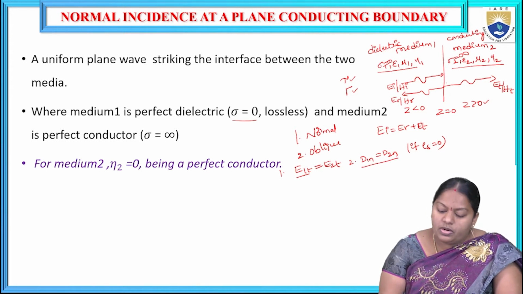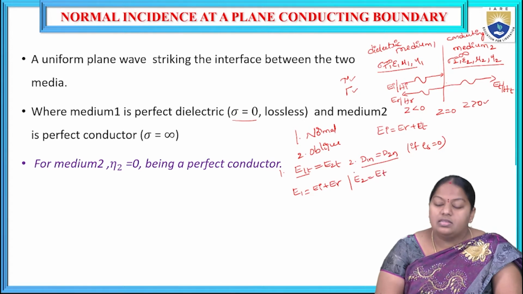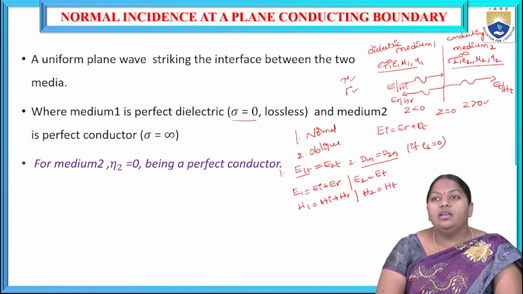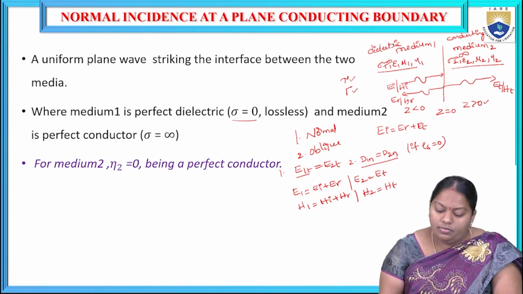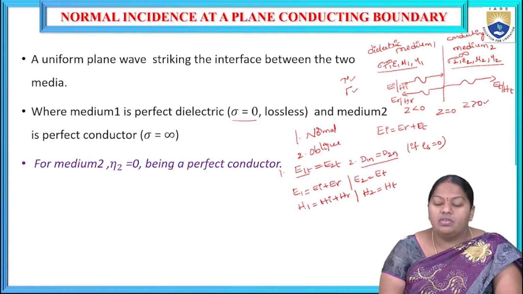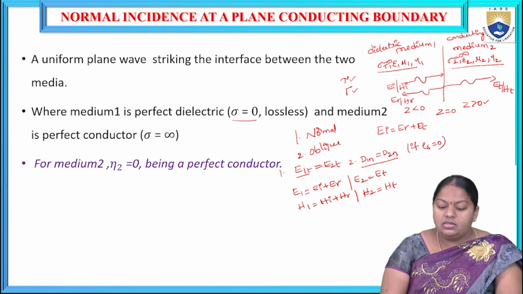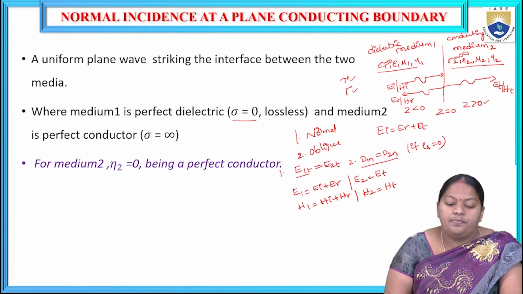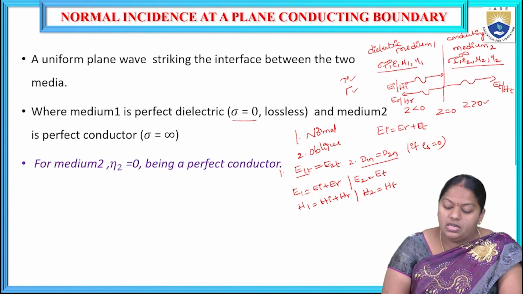Now depending upon this boundary condition and the field components which exist in medium 1 and medium 2, we have E1 is nothing but EI plus ER and E2 is nothing but ET only. Similar decomposition can be done for H also. H1 is nothing but HI plus HR and H2 is nothing but HT, right? So this is the way we consider the field components present in medium 1 and medium 2, then the similar analysis we have learned for the normal incidence at a plane dielectric boundary applies here also.